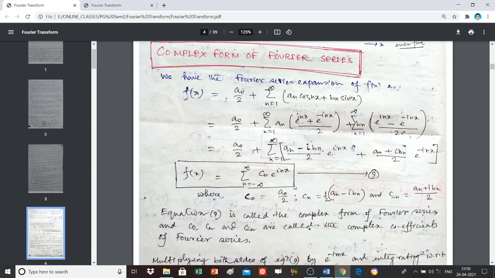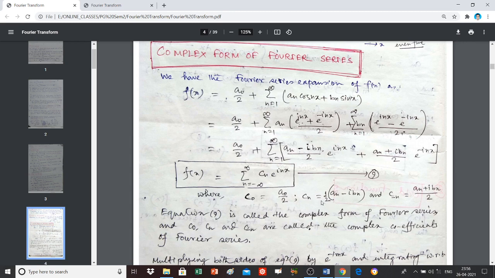Just look here, where c0 is equal to a0 by 2. When n is equal to 0, then it will give you c0 into 1, that means only c0, and c0 is equal to a0 by 2. If you write c0 is equal to a0 by 2, then you can write f(x) in this way. Okay, no problem.